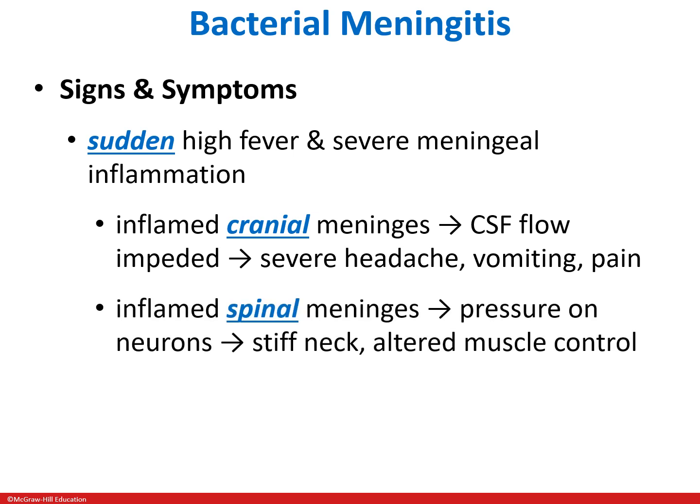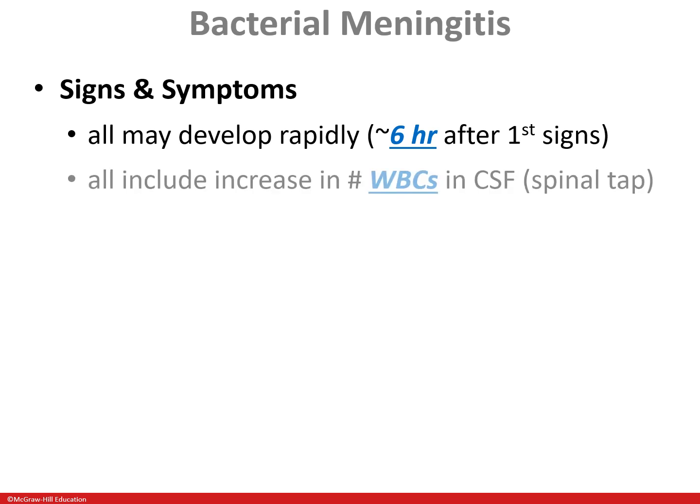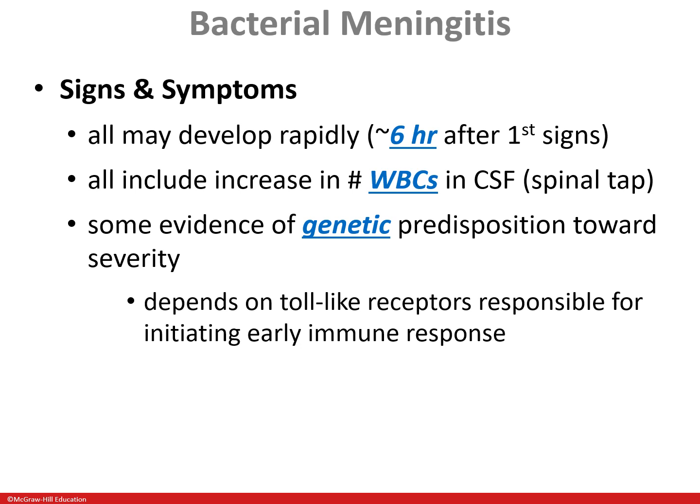Whereas if it's an inflamed spinal meninges, then the pressure on that neuron is going to affect whatever muscle is downstream, right? For example, if it's high up in the spinal nerves, it might cause stiff neck. If it's lower down, you might have numbness or altered muscle control elsewhere in the body. So it just depends on where the infection starts. One thing that differentiates bacterial meningitis from the other forms we're going to talk about is how quickly it develops. Usually within a few hours, you're going to see an increase in white blood cells in the CSF if you did a spinal tap in any form of bacterial meningitis.